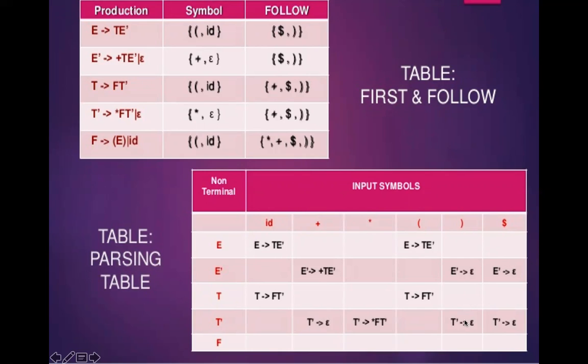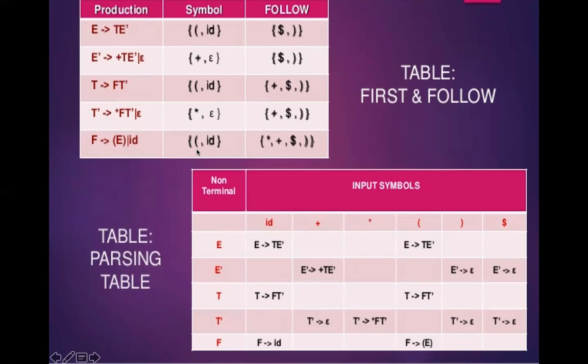Got it. So now look at the F also. In F there is no epsilon, so only we need to fill first. Under the column of open bracket, we need to fill this expression, F tends to open bracket E closing bracket. Under the column of id, we need to fill F tends to id.